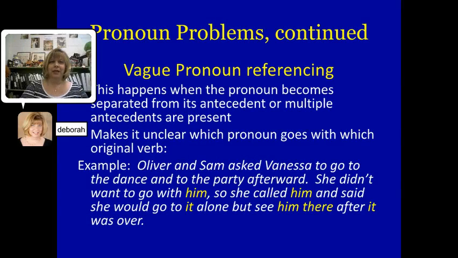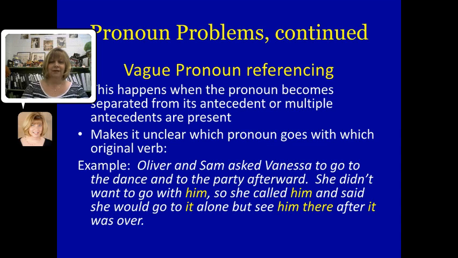Another problem that pronouns can present for writers is the idea of vague pronoun referencing. And this is what happens when the pronoun becomes so separated from its antecedent, that is the word that it's replacing, or there are multiple antecedents present, and you start to lose track of which pronoun goes with which original verb. So let's take a look at an example of this sentence.